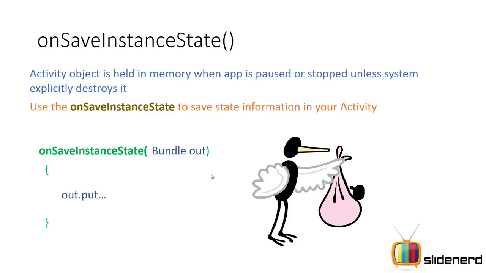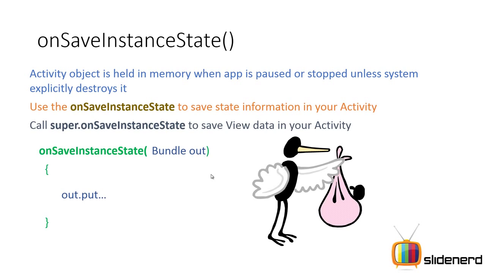You have methods like out.putInt, putString, putChar, and so on. We'll see in Eclipse how these methods are, but for now all you need to remember is out.put something. Those are the methods which you have for saving information inside your onSaveInstanceState method. So this is one part of the discussion. Again, there is something you guys should remember.